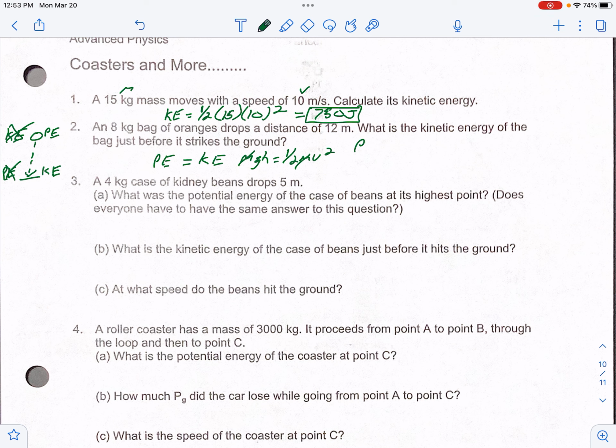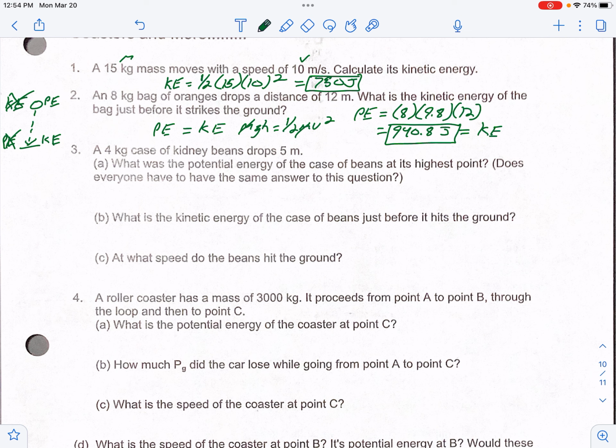Well, if we can find potential energy when it's at the top, our potential energy is going to be mass times gravity times height, so 8 times 9.8 times my height, which is 12 meters. And that's going to come out to be 940.8 joules. Now, remember, conservation of energy means we don't lose energy. So if my total energy at the top was 940.8 joules, when it hits the bottom, it's going to be 940.8 joules. So this also equals the kinetic energy at the bottom. So that's your answer right there.